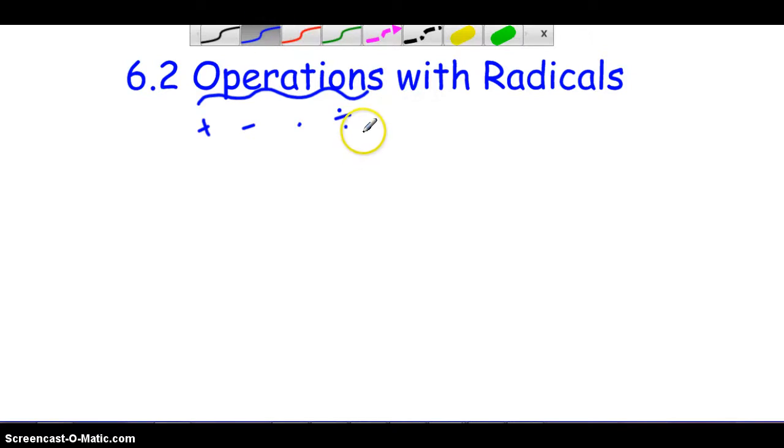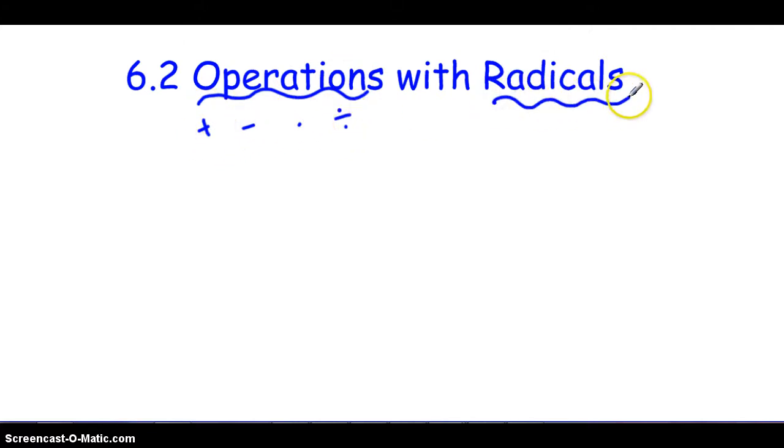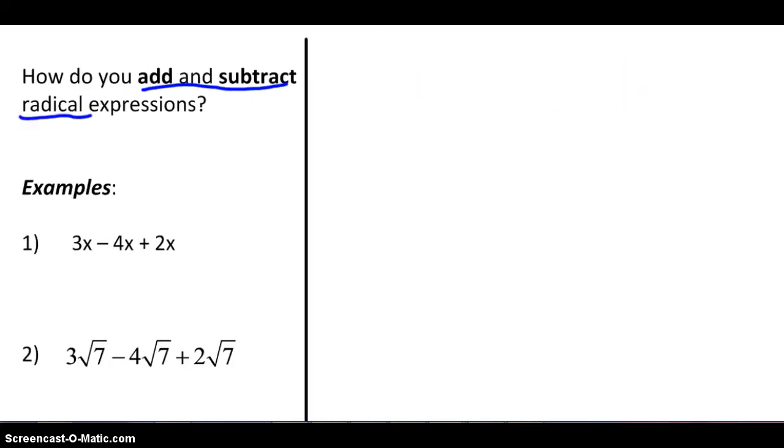We are doing 6.2, operations with radicals. Operations meaning addition, subtraction, multiplication, and division. And now we're going to be doing that using radicals. We are very used to doing our four operations using just algebraic expressions. So we're going to start off just by thinking, how do you add and subtract radical expressions before we really talk about the radical part? We're going to talk about how you add and subtract just algebraic expressions.